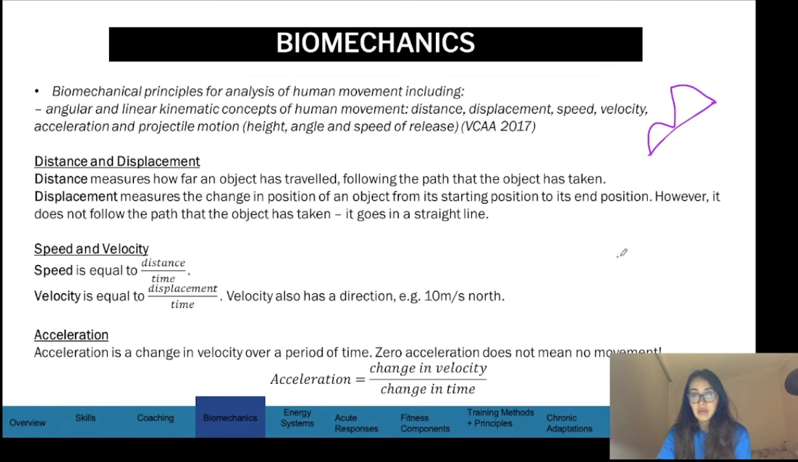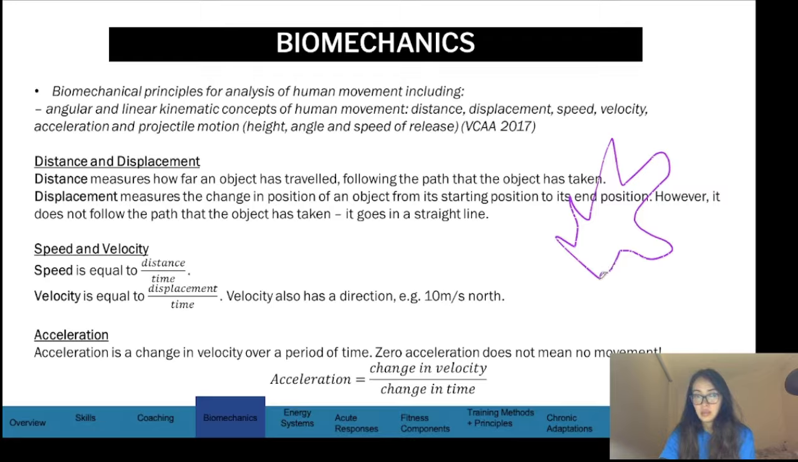By the same token, if we start here and go all the way up here, into 10 kilometers of running or something, and get back to where we start, our distance is 10 kilometers, whereas our displacement is 0 because we're right back at the start. Okay?